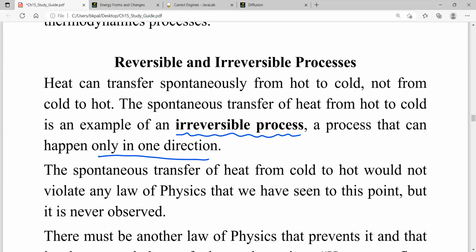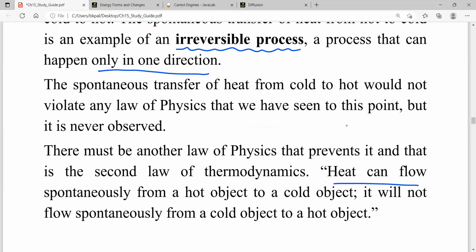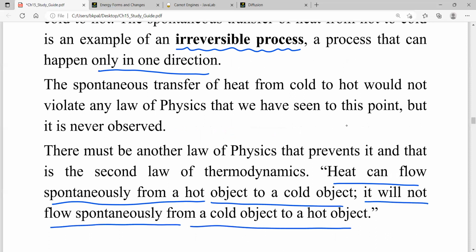So heat can only flow from the hot to the cold object, naturally, but not from the cold to the hot object. But the thing is, no physics law can prevent the heat flow from the cold object to the hot object. There is no law that can prevent it, but naturally it is not observed. So we need a physics law that can prevent it, and that's how scientists came up with the idea of the second law of thermodynamics. The second law tells us that heat can only flow spontaneously or naturally from a hot object to a cold object. It will not flow spontaneously from a cold object to a hot object.